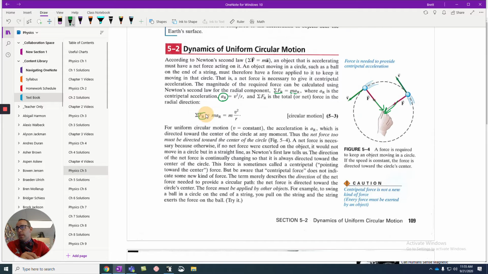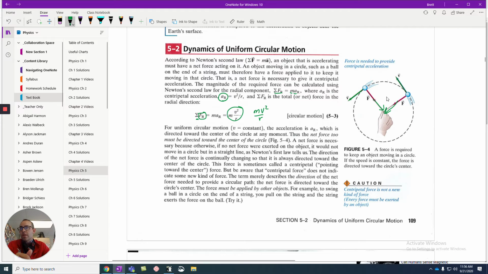The forces in the radial direction, or the sum of those forces, when you add up all the forces, has to equal the mass times our centripetal acceleration, or more commonly, mv squared over r. Often in class, I'm going to write it like this. Just one big fraction, mv squared over r. This is the amount of force I have to be pulling in with.